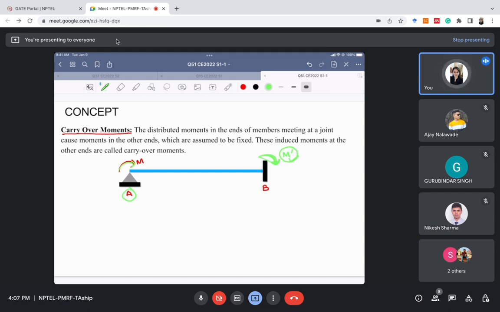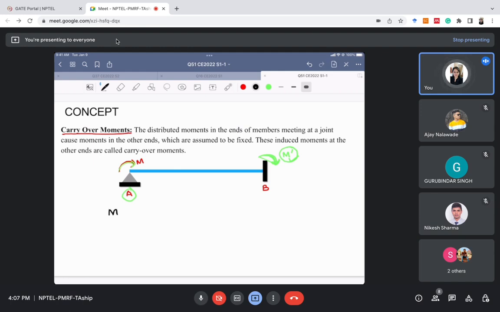Now what is the value of this carryover moment? If we apply a moment M at A, what is the value of the moment that is carried over to B? Please note that this concept of carryover moment will be used in this problem. For finding out the value of this carryover moment, we will use the slope deflection equations.